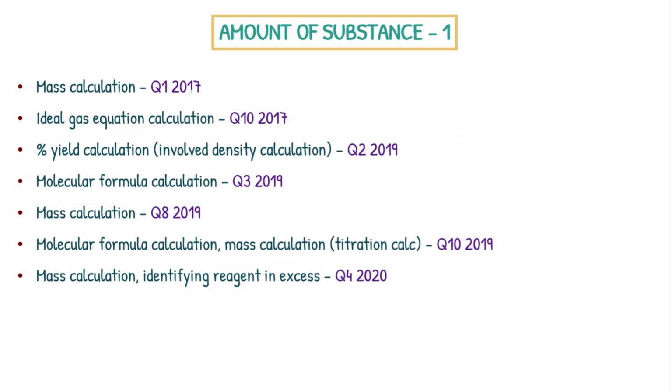Some might get even higher, actually. I'm not going to lie, I can't remember. But question 1, 2017 was to do with a mass calculation. Question 10, 2017 was ideal gas equation calculation. These are a bit more weird and nuanced than paper 1, I'd say. Question 2, 2019, percentage yield calculation. This involved a density calculation.